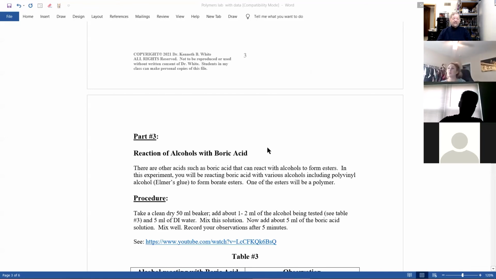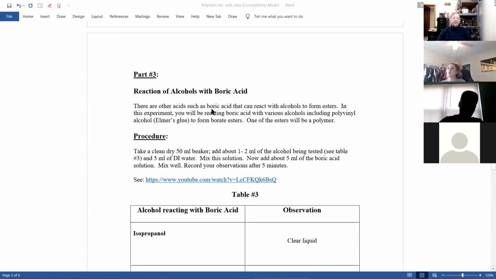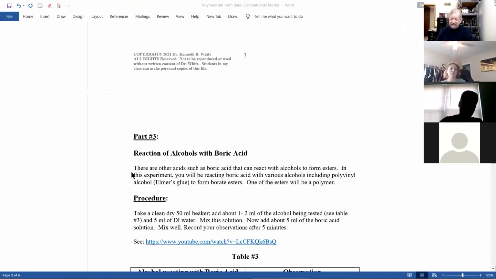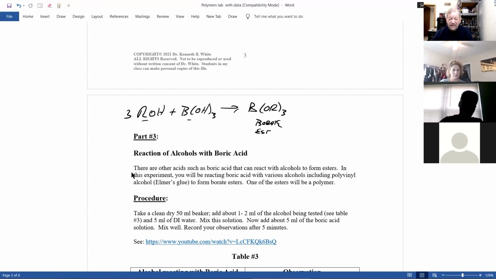Now, the last one is the reaction of alcohols with boric acid, or really sodium borax, which is the same thing. It's one of the rare times you're going to see me balance an equation. And this is an alcohol. This is boric acid. And you get what's called a borate ester. And interesting enough, I have a patent in borate esters.